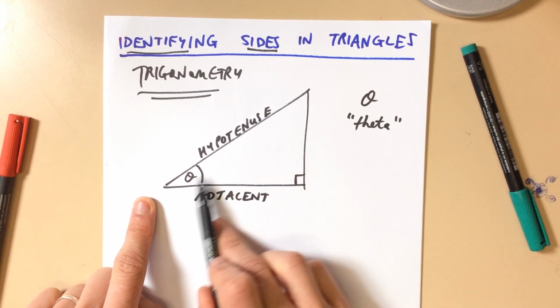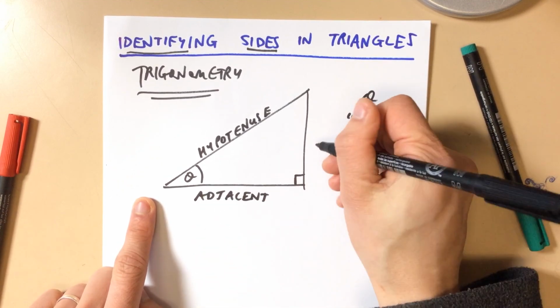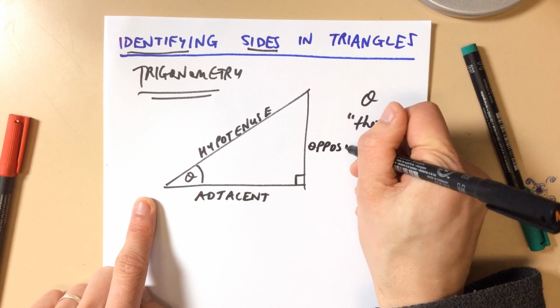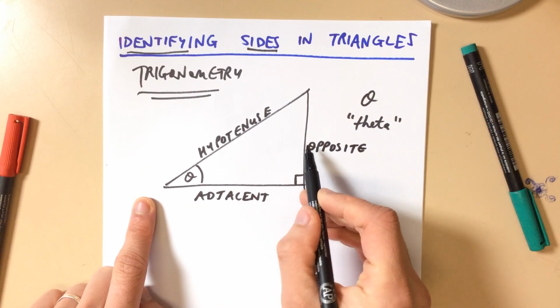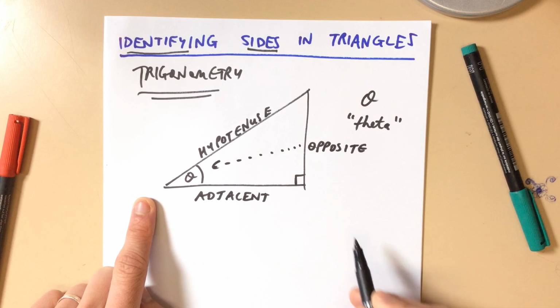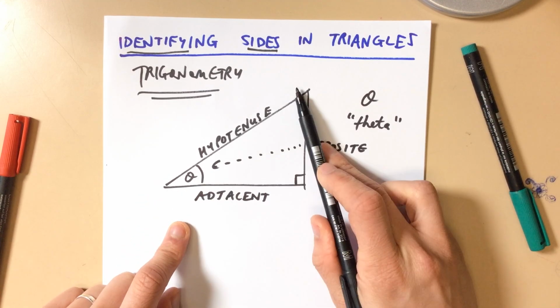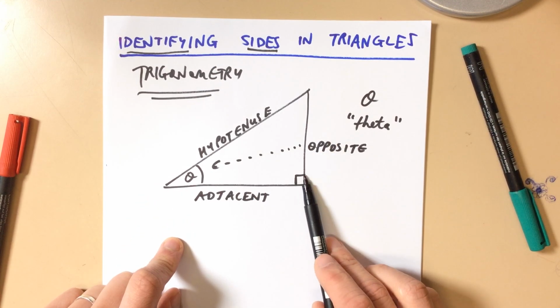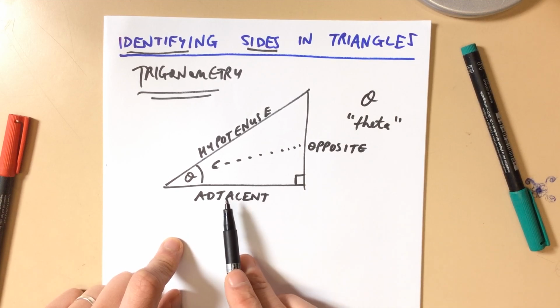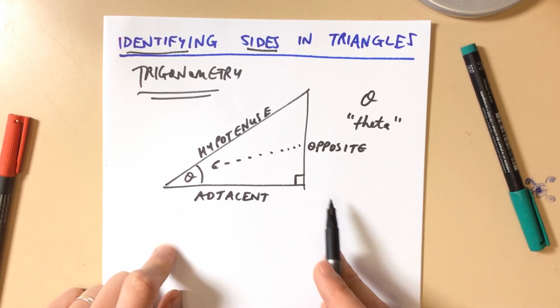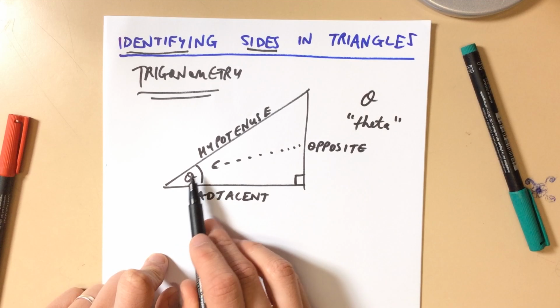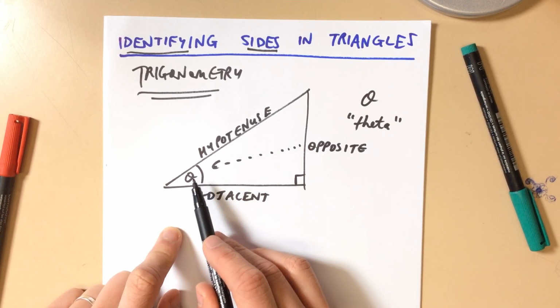And then you've got this other one, which is all the way on the other side. It's opposite. It's facing theta. Okay, so you can see it's looking all the way across. So you've got the hypotenuse, which is always the longest side. That's always opposite the right angle. You've got the adjacent side down here, and then you've got the opposite side all the way across the other side of the triangle from theta.